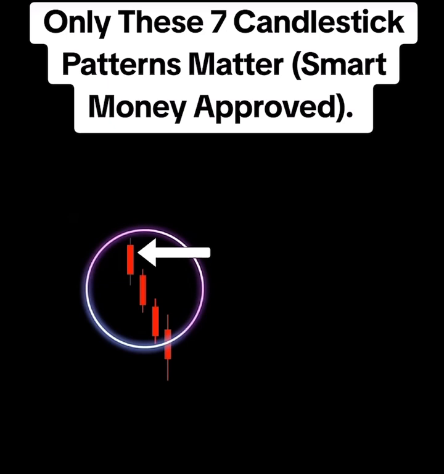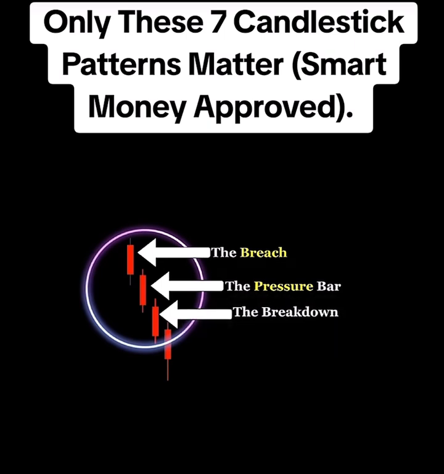The first candle is called the breach. A strong bearish candle closes near its low, showing that sellers just took over. The second candle is the pressure bar. It opens near the first candle's close, pushes lower and leaves little to no upper wick, showing buyers had no say. And the third candle is called the breakdown. It closes strongly again, right near the low. This final push confirms that demand has collapsed, and the wall is now pressing downward, trapping late buyers.